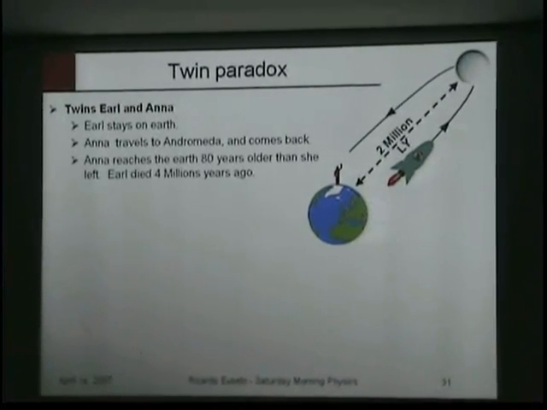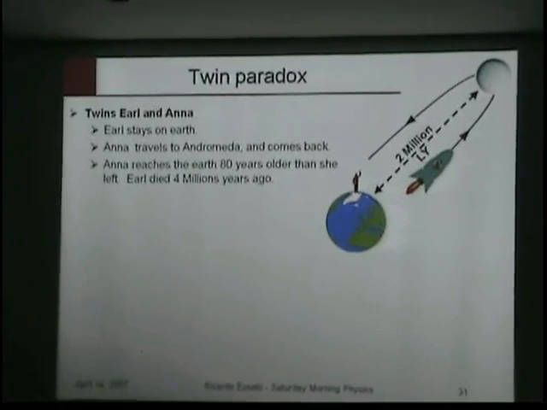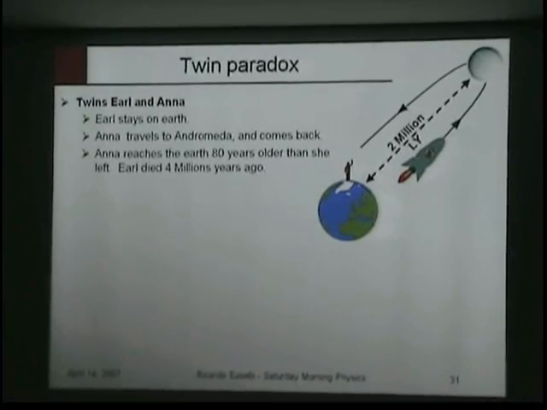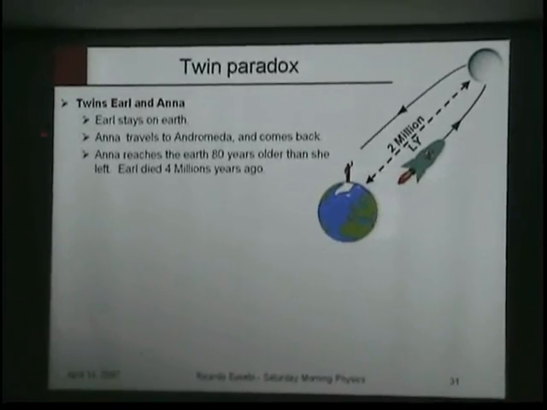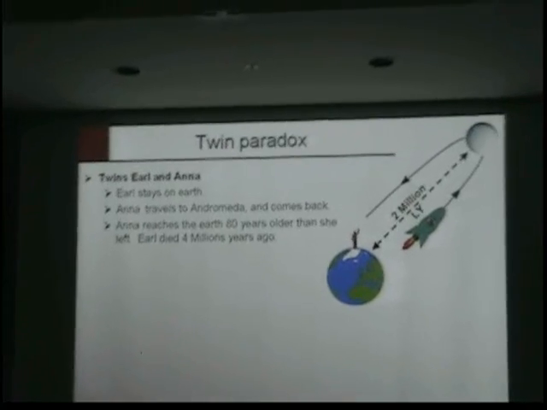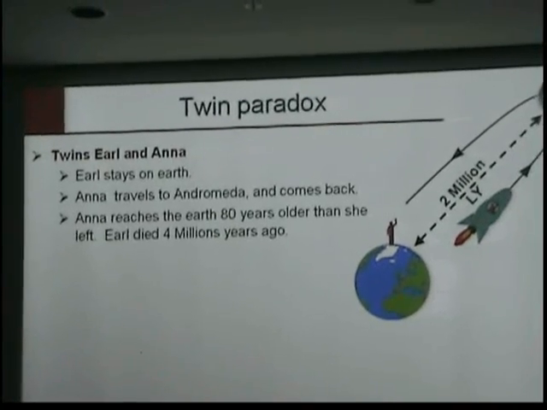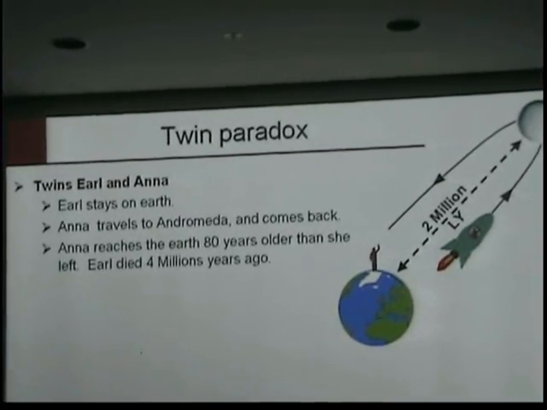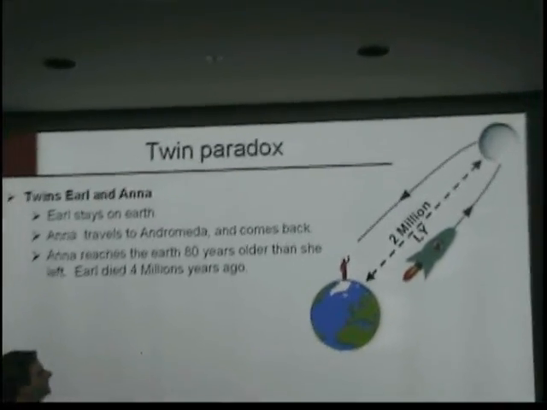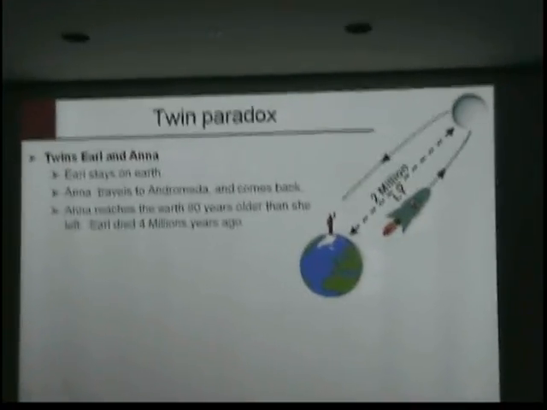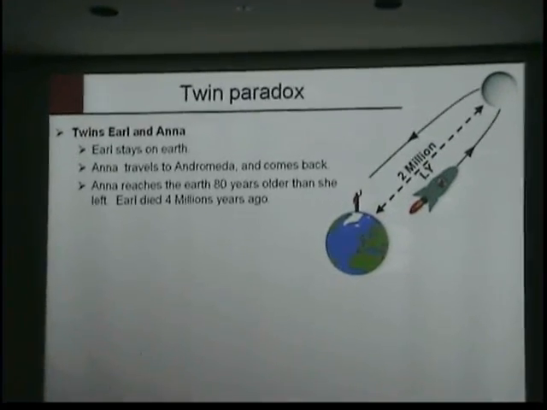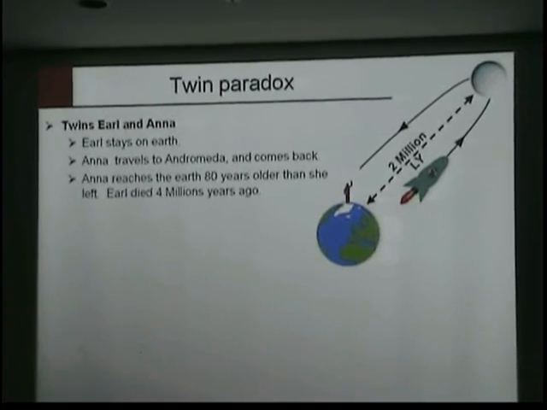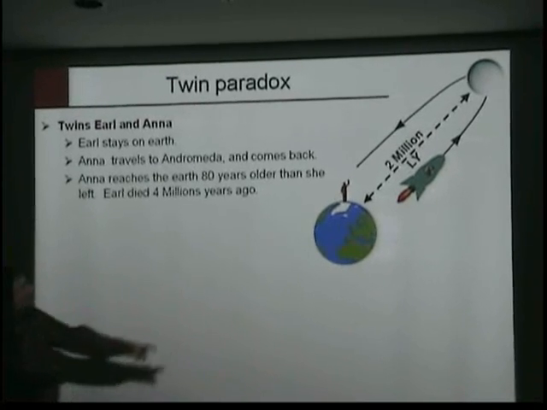So let's talk at last about the twin paradox, which you probably know very well. It's not a paradox I like very much, to be honest. But anyway, you have two twins, Earl and Anna. The names are properly chosen because Earl stays on Earth and Anna travels to Andromeda. So this is Earl on Earth and Anna is over there. And Andromeda is about 2 million light years away, far, far away. Anna travels to Andromeda and comes back.